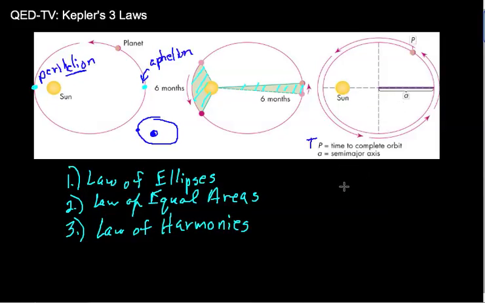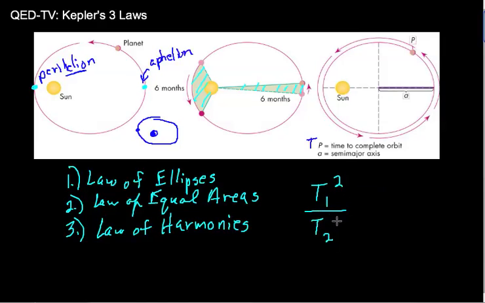So the ratio is, if I take the period of a certain planet, planet 1, we'll say, and I square it, and then I divide it by the period of some other planet.